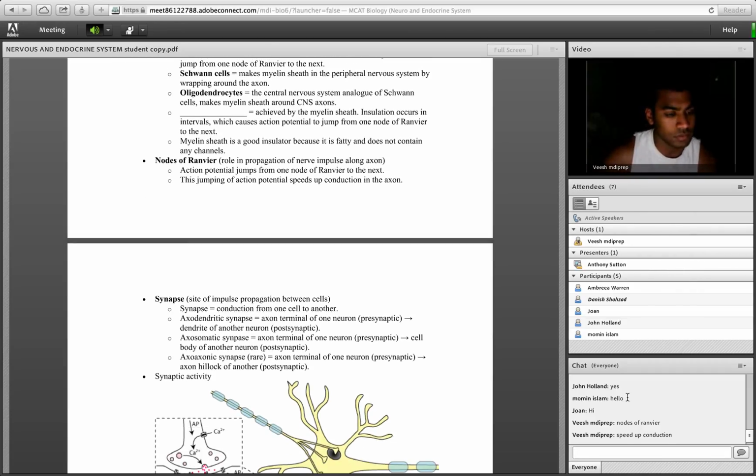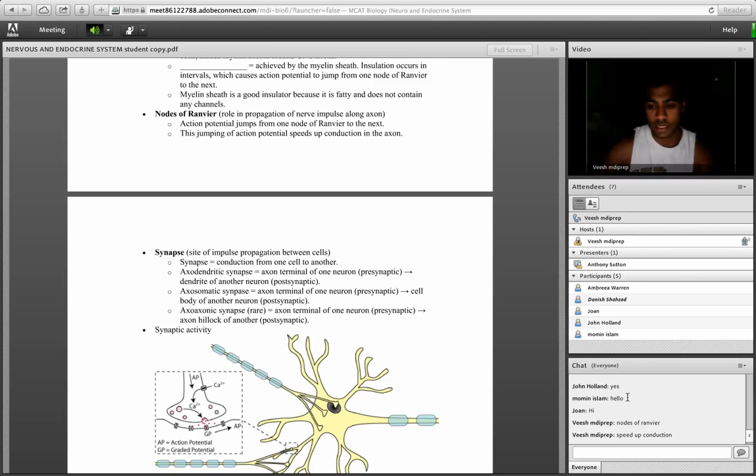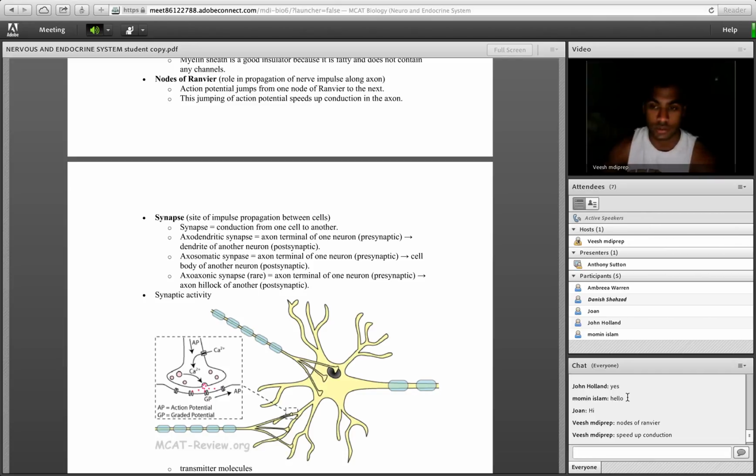Okay, so the next part is the synapse. The synapse is the space in between the two different neurons, and that's where the conduction happens from one cell to another.